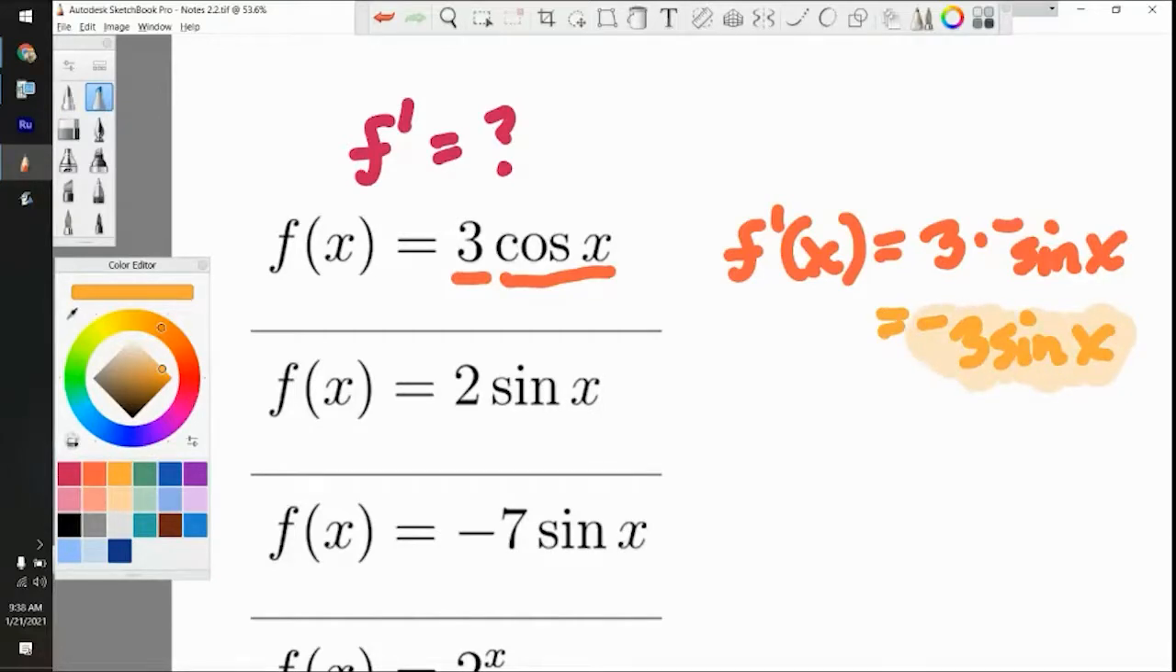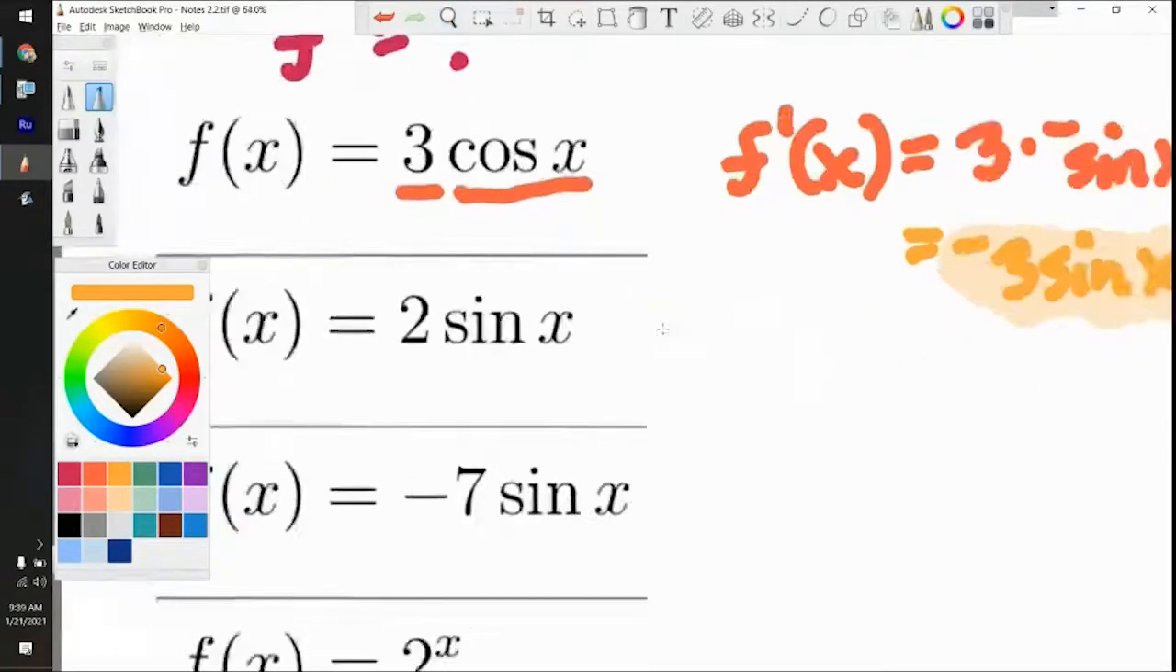Okay, again, we're just practicing those formulas. Yes, you will get ones that easy, believe it or not. Okay, the next one here.